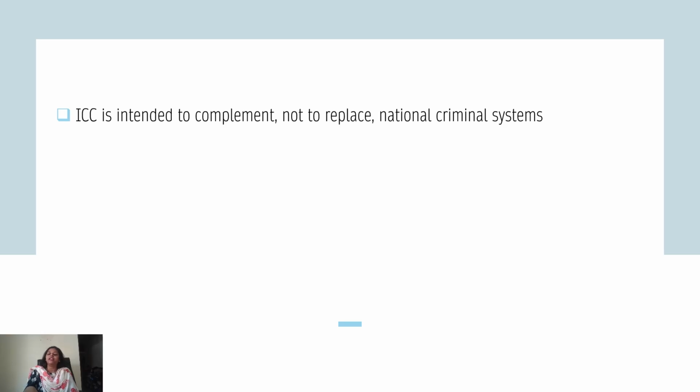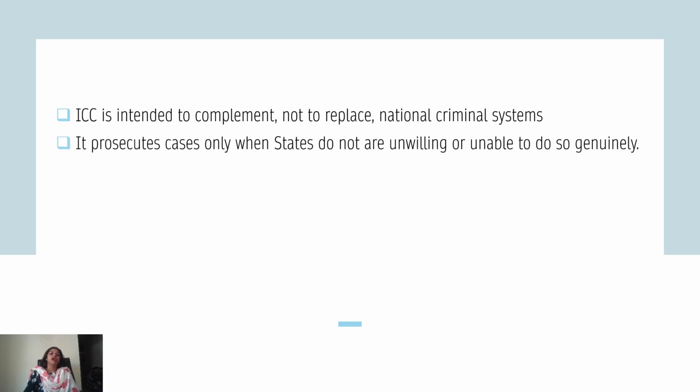But only where the national courts are unwilling or incapable, due to some issue, of trying or prosecuting such individuals, in that case, the ICC is meant to come in as a court of last resort. So the ICC is to complement and not to replace the national court system, the national criminal system. Also, the ICC will prosecute cases only when states are not willing to do so or are unable to do so genuinely.